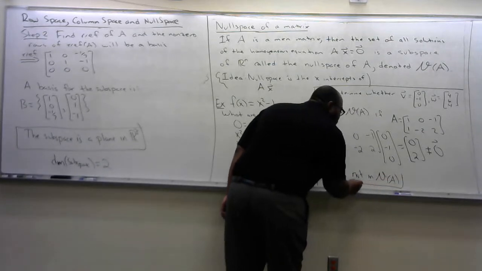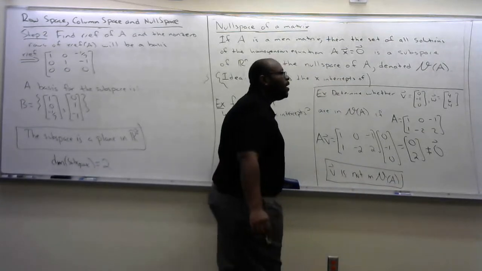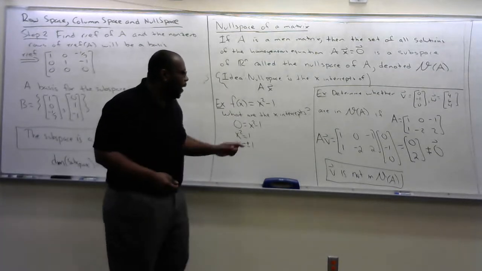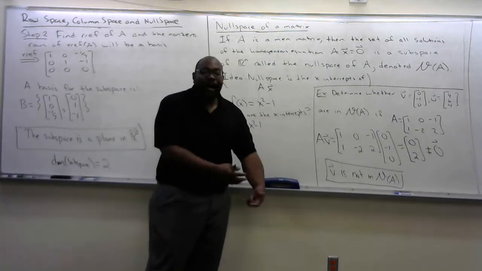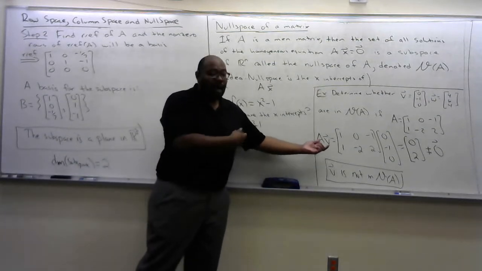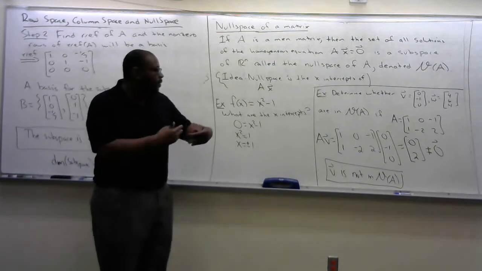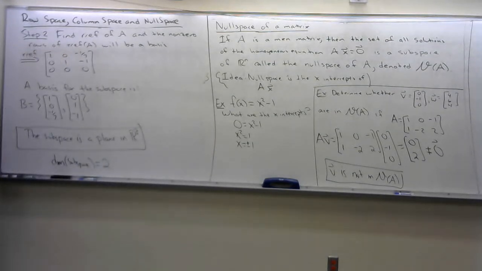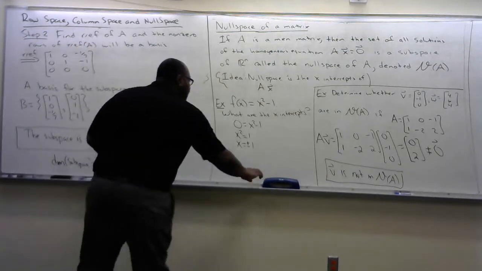Again, I'm using the idea of x-intercept loosely, meaning that if I multiply A times that vector, I get the zero vector, just like plugging in that vector times A to see if I get 0. What about W? Let's look at that one.